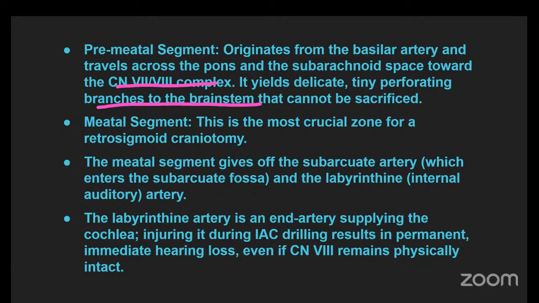Then we have the meatal segment. The meatal segment is the one which is traveling around the CPA, right? Why is it important? It gives the subarcuate artery and it also gives the labyrinthine artery. Now, please remember that the labyrinthine artery, as an anatomical variation, can directly arise from the basilar artery. In these cases, you will not find the labyrinthine artery arising from the AICA. So it's a good idea to have the preoperative imaging at your fingertips so that you know where to look for it. Labyrinthine artery is an end artery. You cannot sacrifice it. If you sacrifice it, what happens?